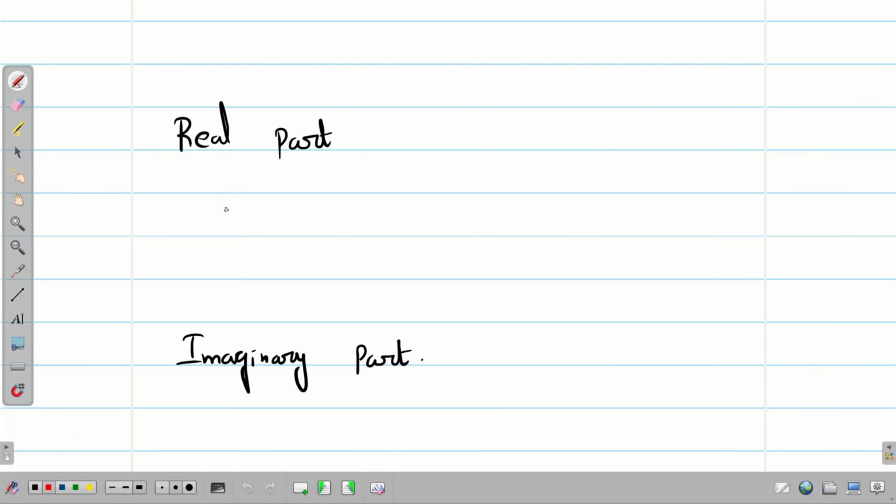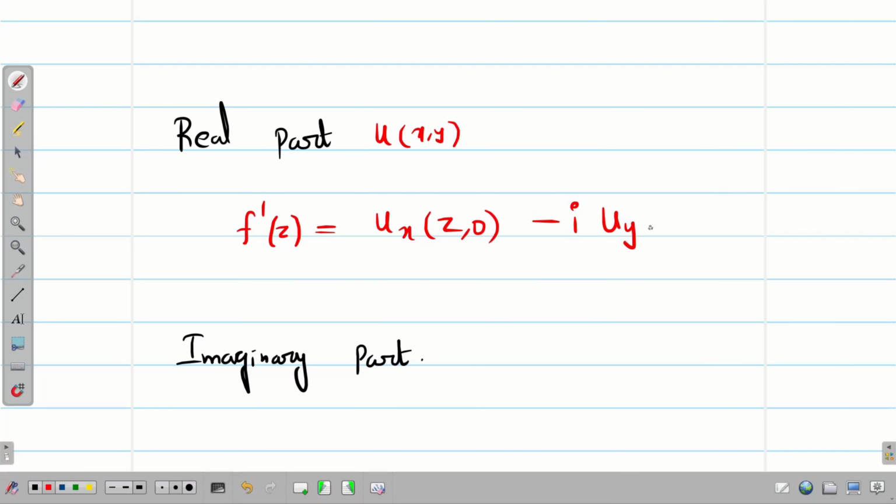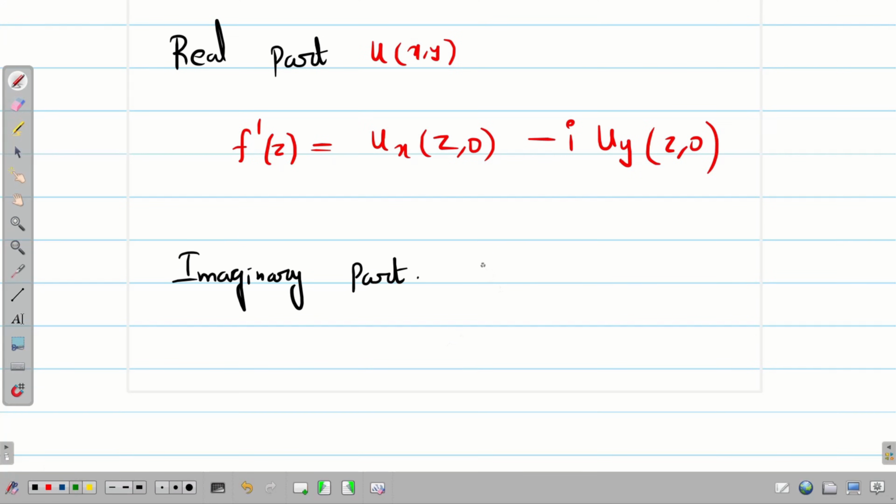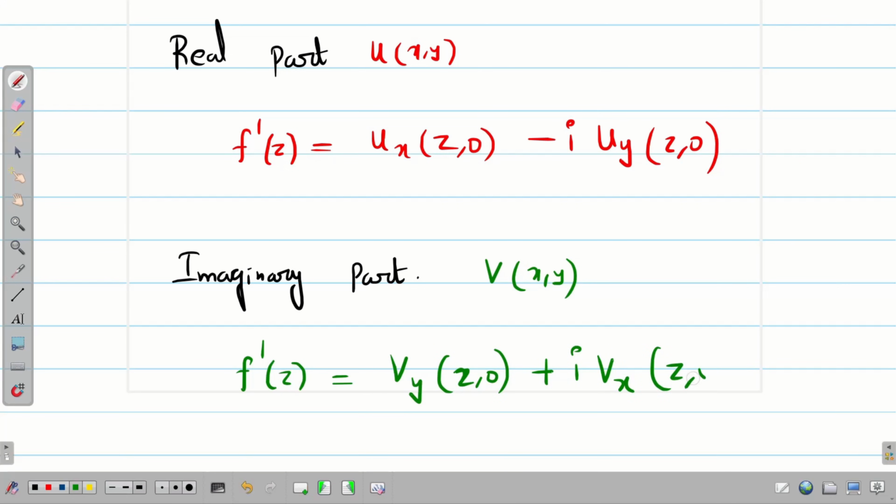And for step 3, we have to remember, if the real part u of x comma y is given, then f dash of z is ux of z comma 0 minus i into uy of z comma 0. If the imaginary part v of x comma y is given, then f dash of z is vy of z comma 0 plus i into vx of z comma 0. You have to remember this key point.